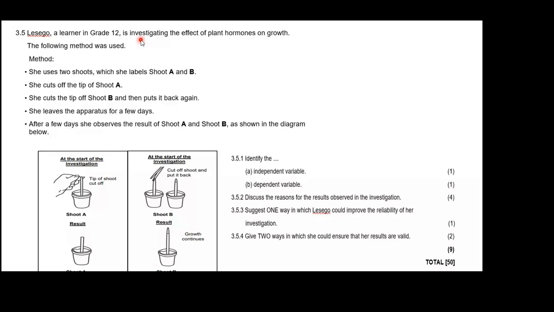Because you will be asked two things when you are given an experiment. You will be asked a dependent variable, and you will be asked an independent variable for question 3.5.1. And you will always get the answer of this from your aim. So this answer will come from the aim, which is here on top. Okay, now I'm going to just show you guys how you get the answer.